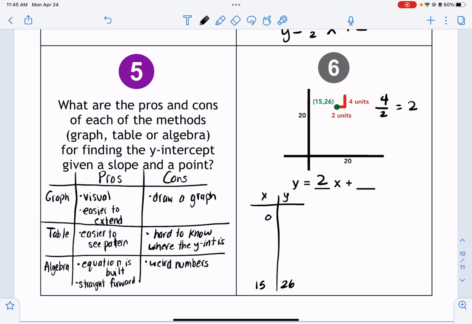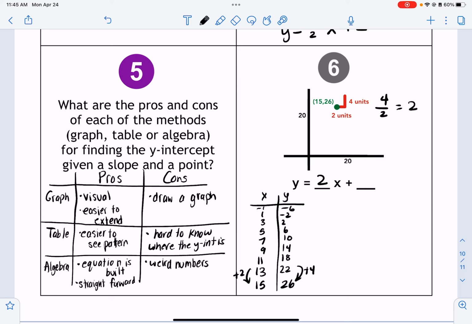And so we know that every time it gains 4, the x values gain 2. So let's work backwards. This would be 13, this would be 22. Then we have 11, 18. We have 9. Maybe it might be easier to do all your x's. 7, 5, 3, 1, -1. And then 14, 10, 6, 2, -2, -6.